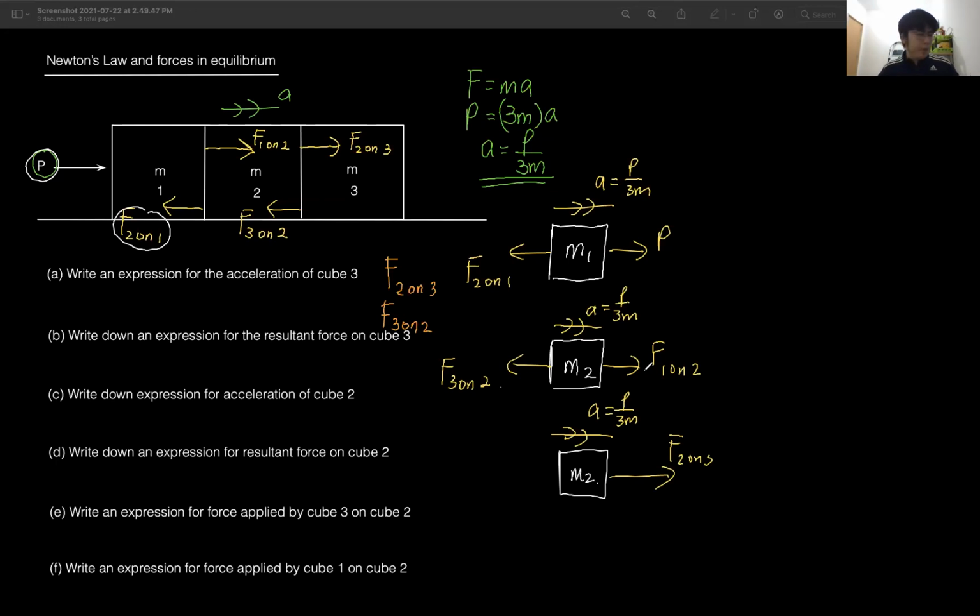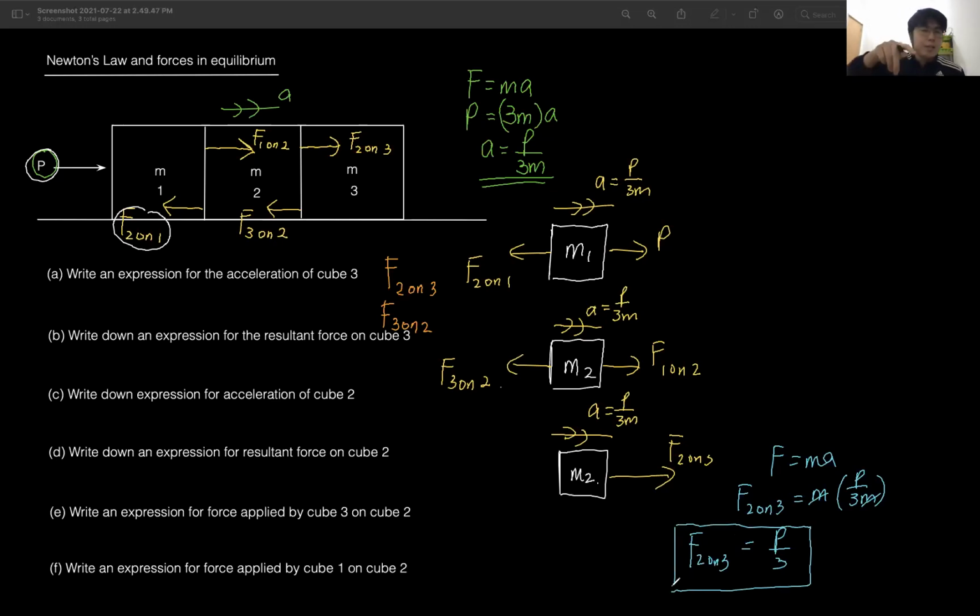Okay, after we have drawn all this free body diagram, then I use Newton's second law, F equals to ma. Resultant force, this is F2 on 3 equals to m and then P over 3m. Cancel, cancel. So F2 on 3 is equals to P over 3. That is the magnitude of force applying on cube 3 by cube 2, is P over 3.